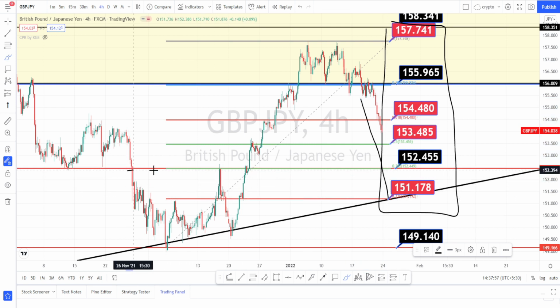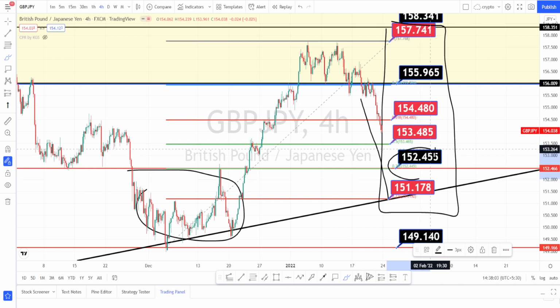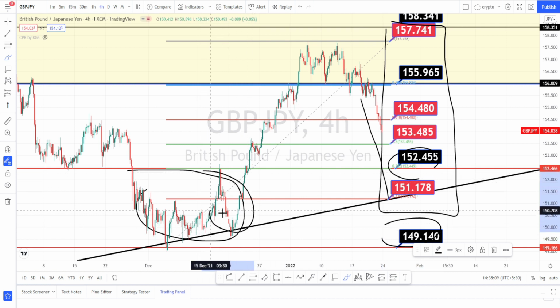We have a very strong support area over here, which is going to be between 152 and 149. Only when it breaches this support area can we expect a bearish trend reversal.